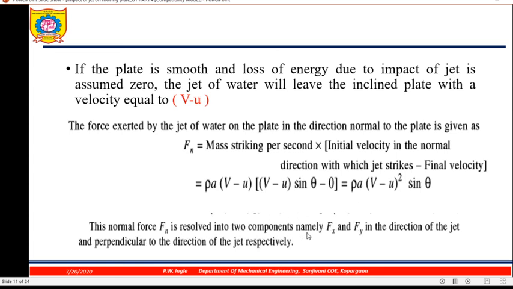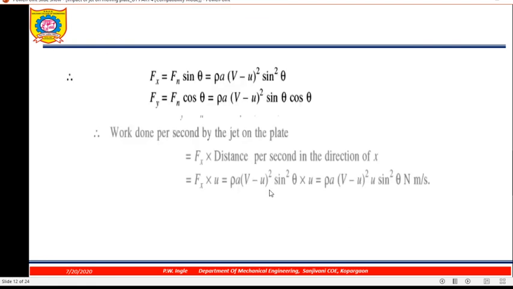This normal force can again be resolved into two components, Fx and Fy. What is Fx? It is Fn sin theta. So you are getting rho A (v minus u) square sin square theta. What is Fy? It is Fn cos theta. So rho A (v minus u) square sin theta cos theta. Now the work done is Fx into u. So finally you are getting rho A (v minus u) square u sin square theta.